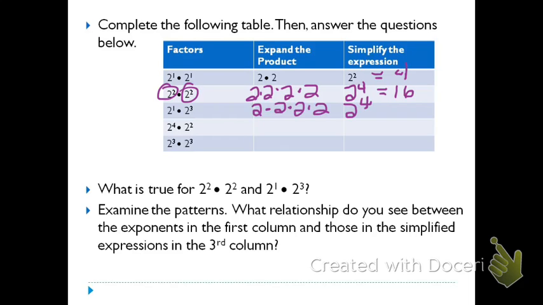So if you have 2 to the fourth, 1 2 3 4, times 2 to the second, so times 2 times 2. So how many 2's do you see there? 1 2 3 4 5 6. So it's the same thing as 2 to the 6.